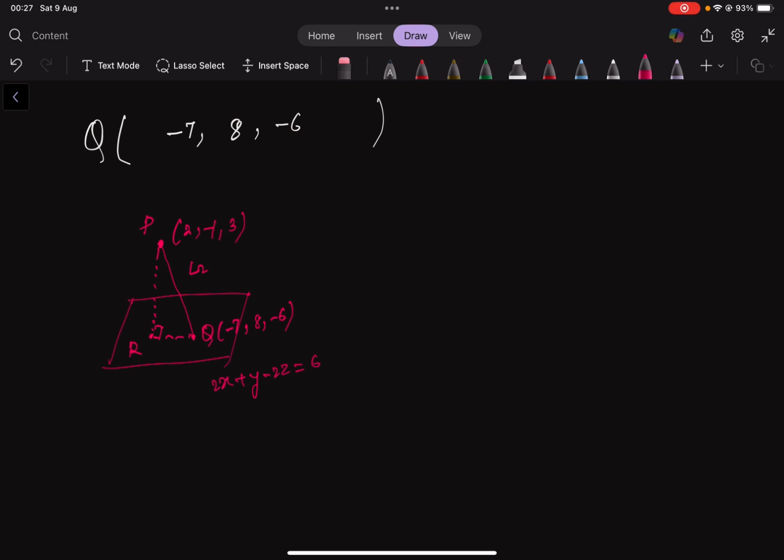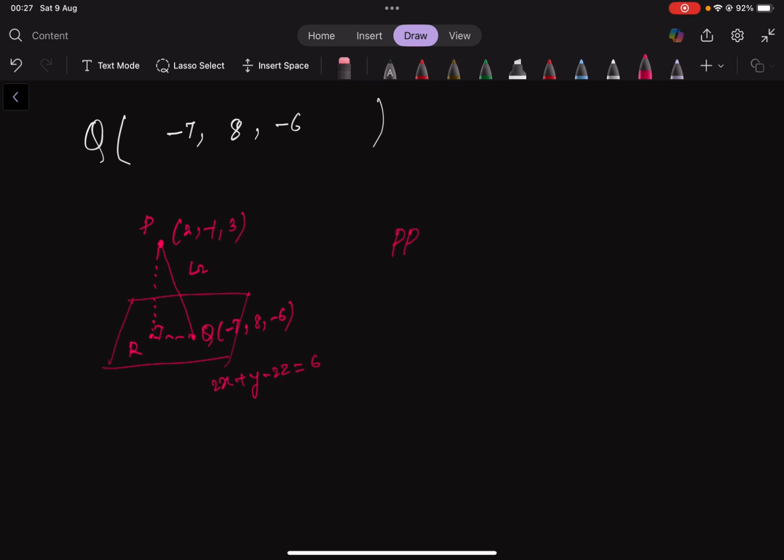Now we can find what PR is, because PR is acting as the normal to this plane. That means the directional cosines or directional ratios of this PR will be the same as the normal vector of the plane 2x plus y minus 2z is equal to 6. The normal vector of this plane is 2i cap plus j cap minus 2k cap. So the directional ratios of this PR will just be 2, 1 and minus 2. And we already know that PR is passing through this point P.